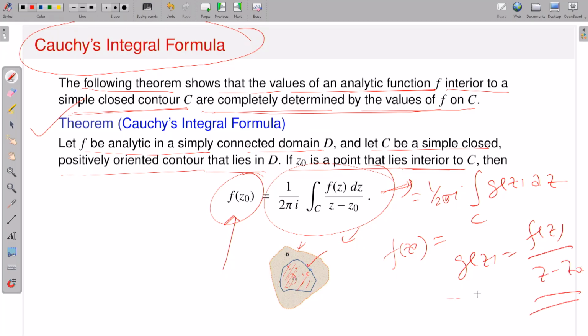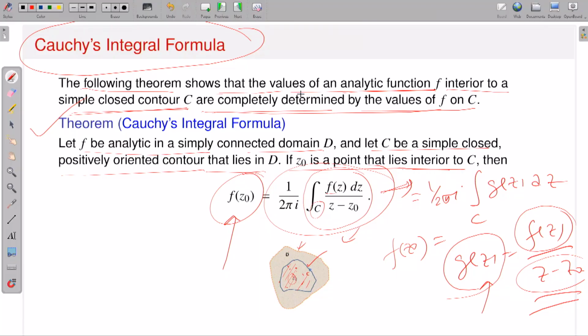Therefore, if I calculate the contour integral of g, then I will have the value of my function f at the point z0. In other words, what is your g? This is f divided by z minus z0. Now 1 by z minus z0 is a known function, right? If I know my function f(z), I am just calculating this contour integral. That means if I know the value of f(z), where z runs over C, you do not need to know the value of the function on each part of the domain. Even if I know the value of the function on my contour, I can calculate the value of the function at the interior. So that's what it says.